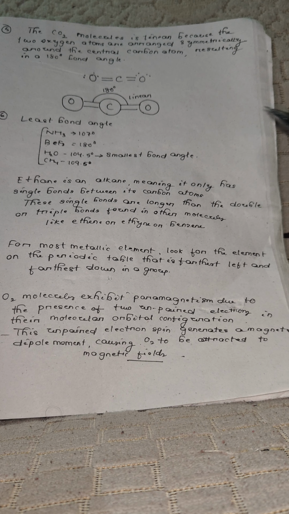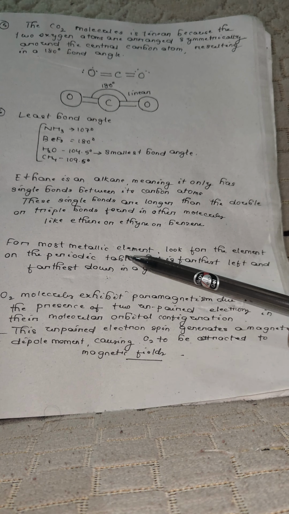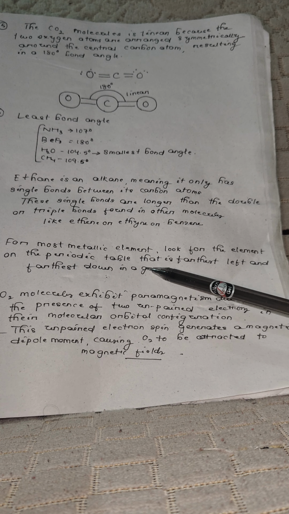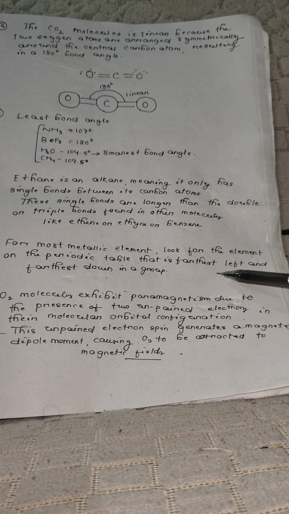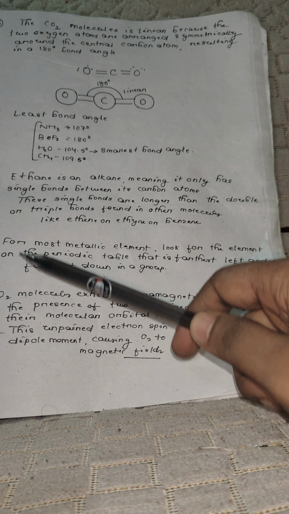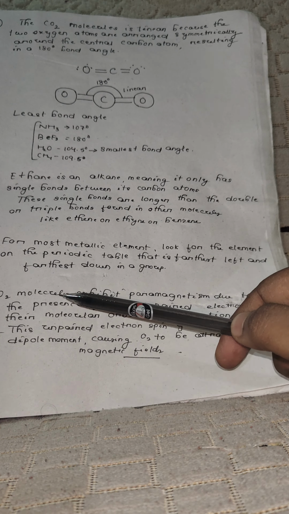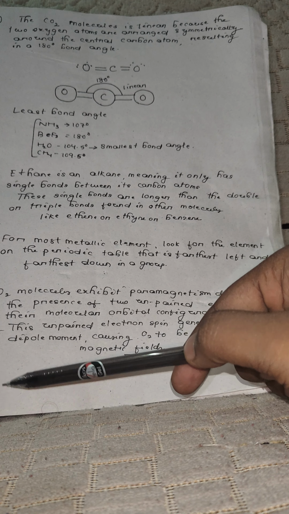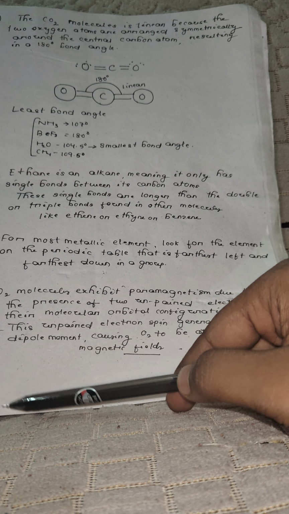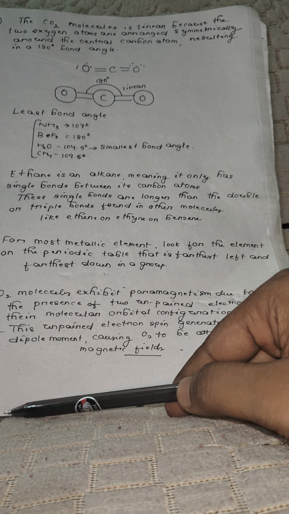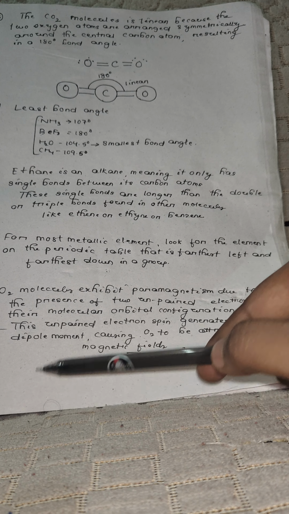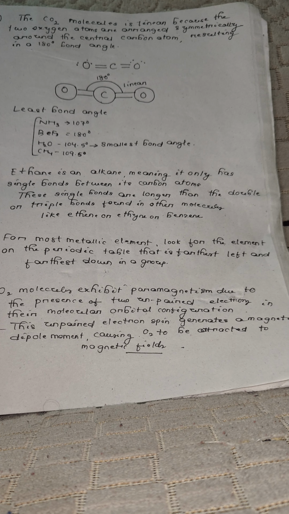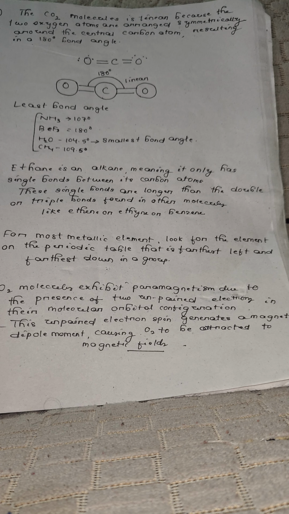So here, for the most metallic element, look for the element on the periodic table that is farthest down and farthest left. That element is the most metallic. Okay, so let's move to the 10th question.